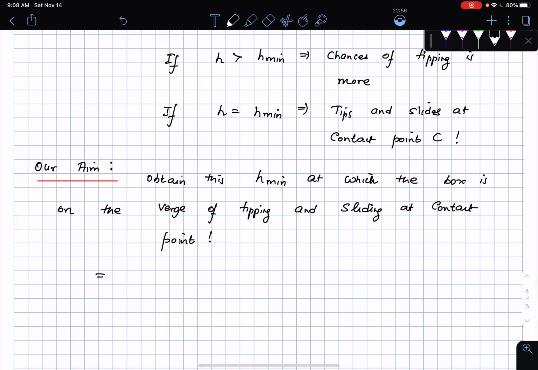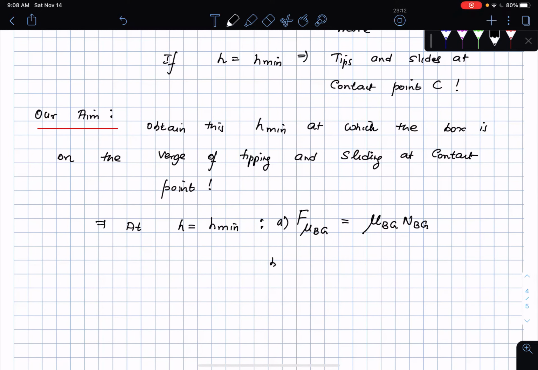Okay, which means that at h is equal to h minimum, I have the following equations. F mu bg is equal to mu bg times nbg. And the location of the nbg is known to be at the point C. Okay, C is the contact point. This is precisely what we're going to be doing.